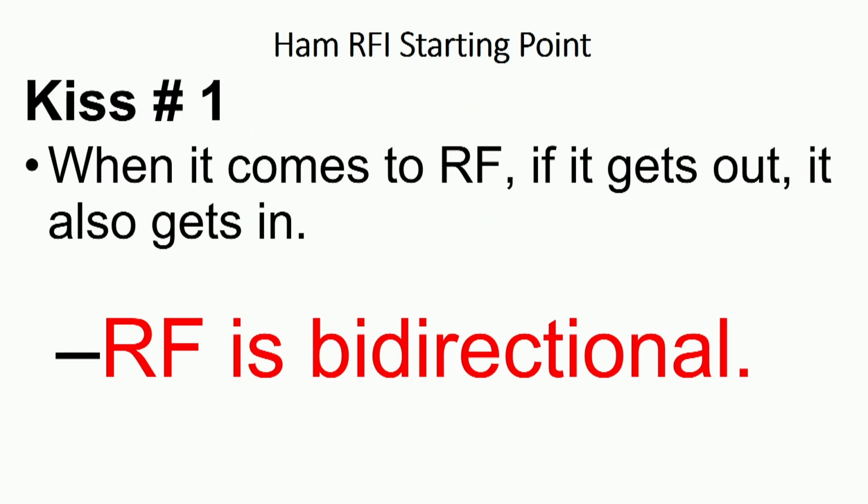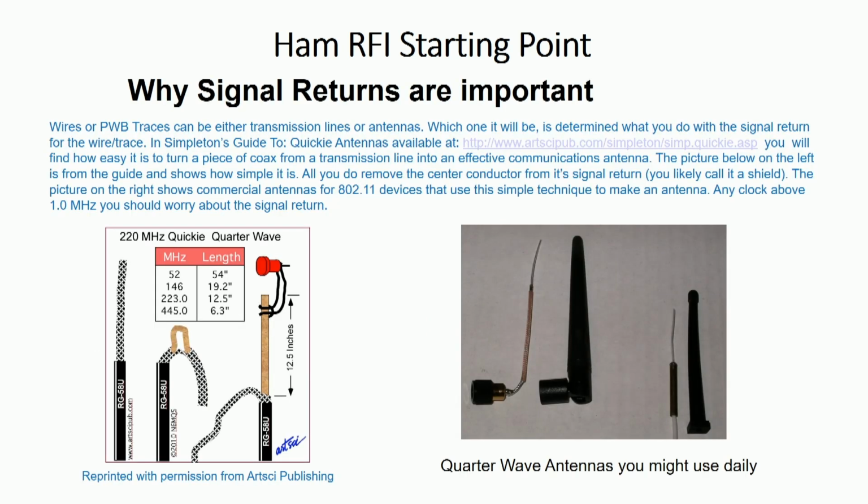One of the things I always try to tell people is when it comes to RF, it's bidirectional. If it gets out, it also gets in. So you gotta worry about that. And one of my favorite slides is this slide. For one, it shows you how you can quickly turn a piece of coax into a usable antenna. But part of it is also showing you the importance of controlling return current.